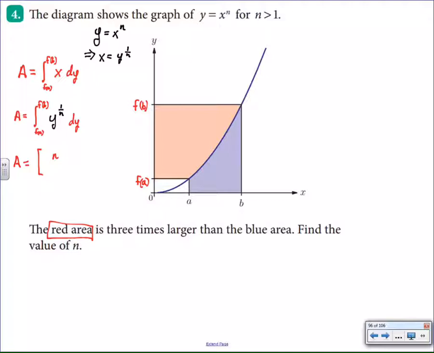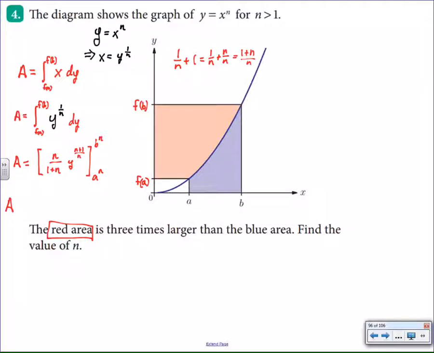Now to anti-differentiate y to the 1/nth, I'm going to add 1, which is n over n. If I take 1 over n plus 1, that's 1 over n plus n over n, which is equal to 1 plus n over n. So here, we should be able to see that the power is now n plus 1 over n, and then we multiply by the reciprocal of that so we can undo the power rule, so that's n over n plus 1, or 1 plus n, it doesn't matter.